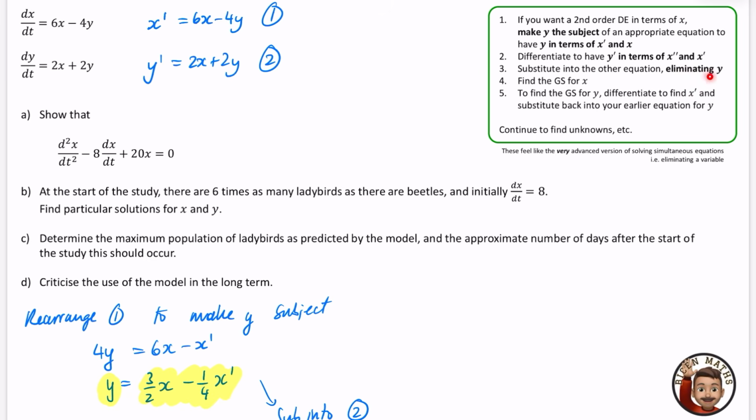We've now come up with this and eliminated y. We're going to basically find the general solution for x, and then we're going to have to continue this process, and I'll talk to you about that when we get to this.